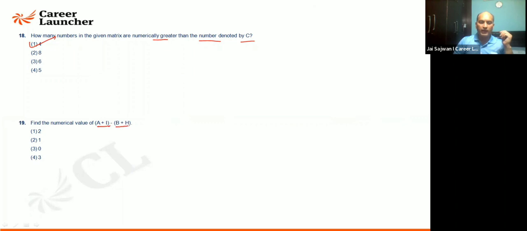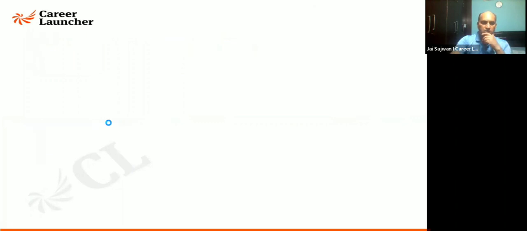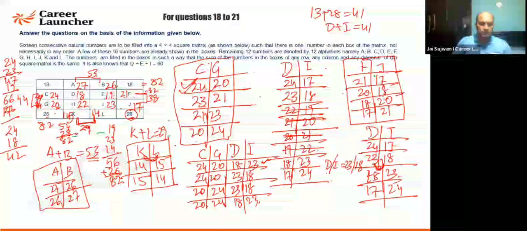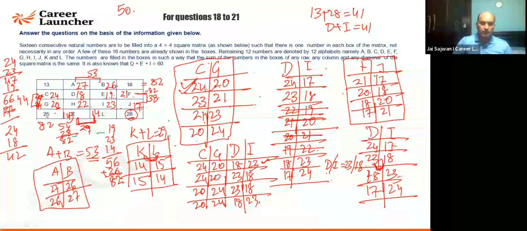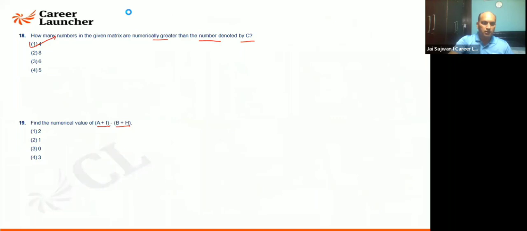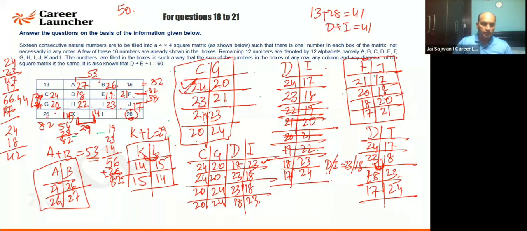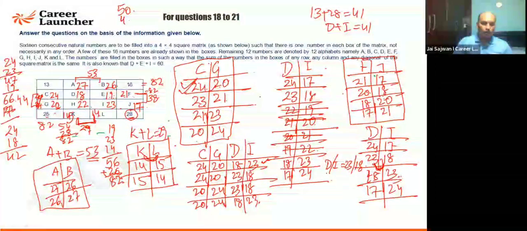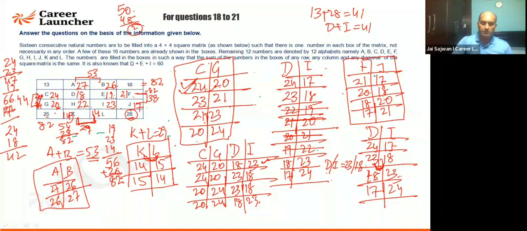Find the numerical value of A plus I and B plus H, and the difference between them. A plus I is 27 plus 23, which is 50. And B plus H is 26 plus 22. That is coming out to be 48. The difference between them is 2.